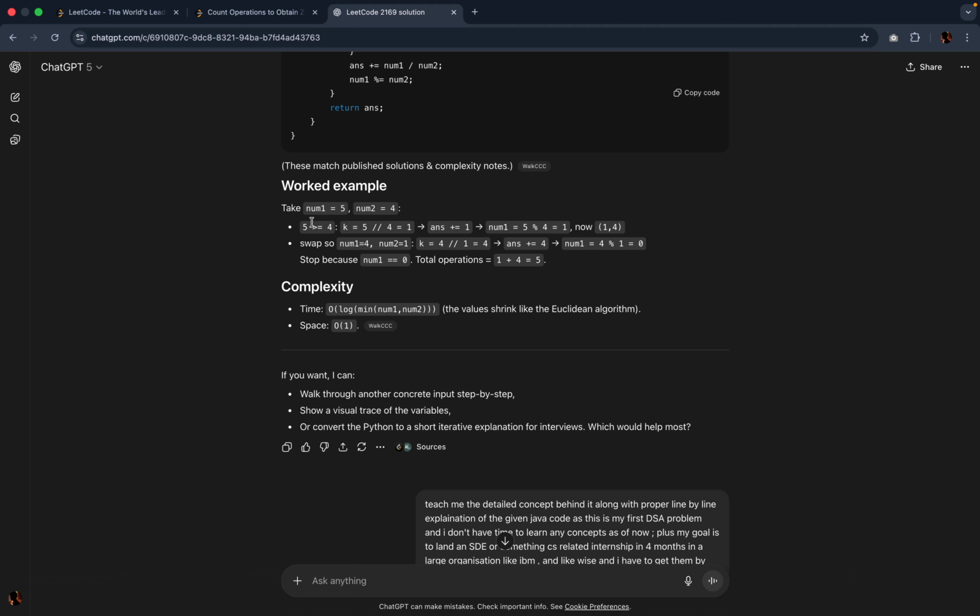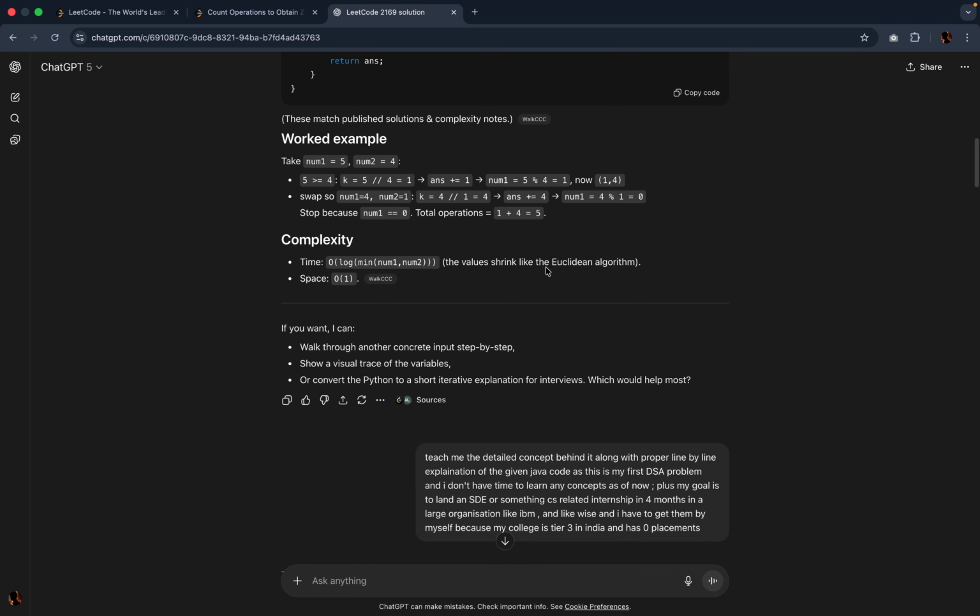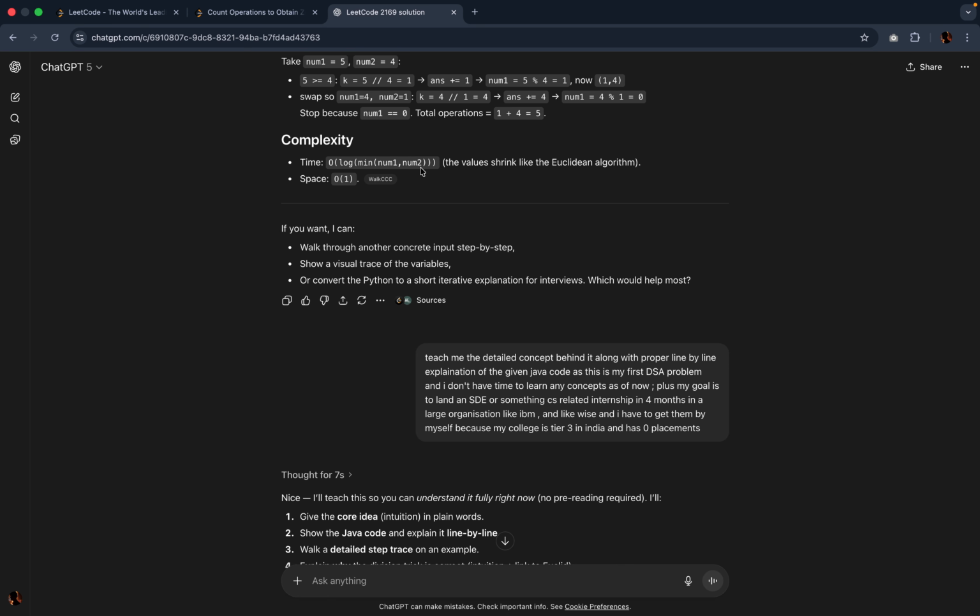So the example is, we have taken number 1 as 5, number 2 as 4. 5 is greater than or equal to 4, so we will be doing integer division of 5 divided by 4 equals 1. Then answer plus equals 1. Now 1 and 4 are there, so we will be swapping the numbers, because now number 1 is less than number 2, so that number 1 becomes greater than or equal to number 2. Then we will be dividing again, and finally we will get 0, because it stops, and hence total operations are 5. The time complexity is O(log(number 1, number 2)), because the values shrink like the Euclidean algorithm.